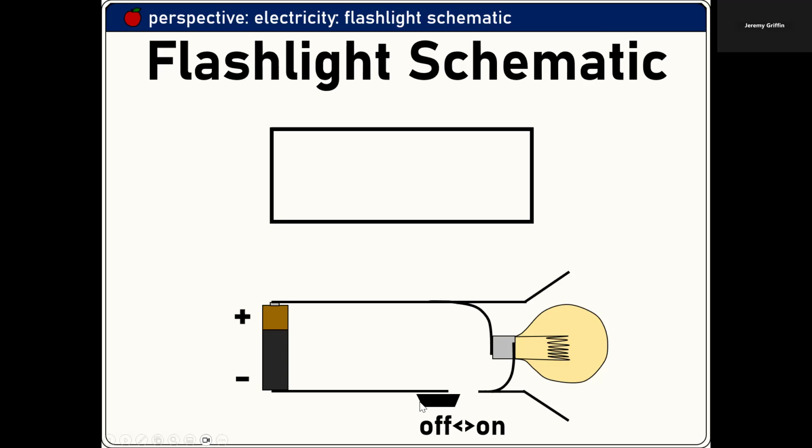Okay, so we got our voltage source here. We got our resistance here, which is this filament. That's going to cause some current to flow through that bulb. Okay, see, it's a schematic. That's what this whole thing was about.